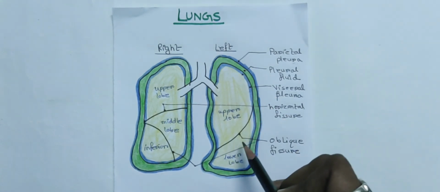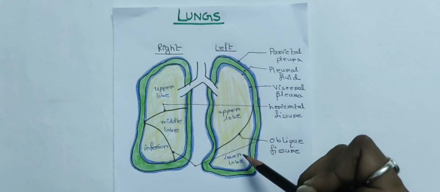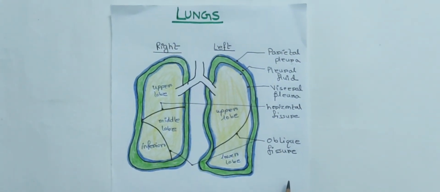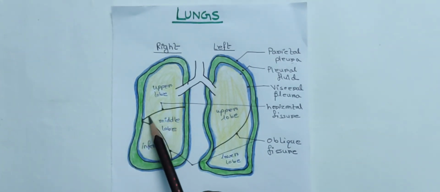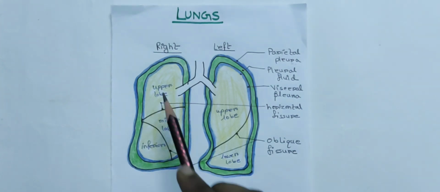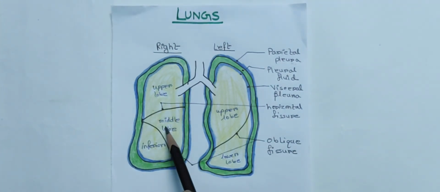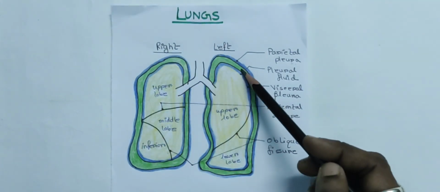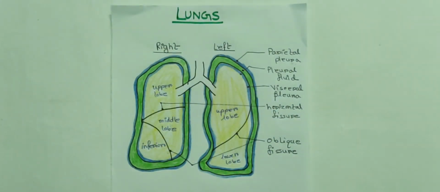Now there are some fissures that divide the lungs into different lobes. First, there is a horizontal fissure. In the left lung, a fissure divides the lung into two lobes, upper and lower. For the right lung, the horizontal fissure divides the lung into upper and middle lobes, and then there is the lower lobe. The oblique fissure divides the middle and inferior parts. So the right lung is divided into three lobes, and the left lung into two lobes.